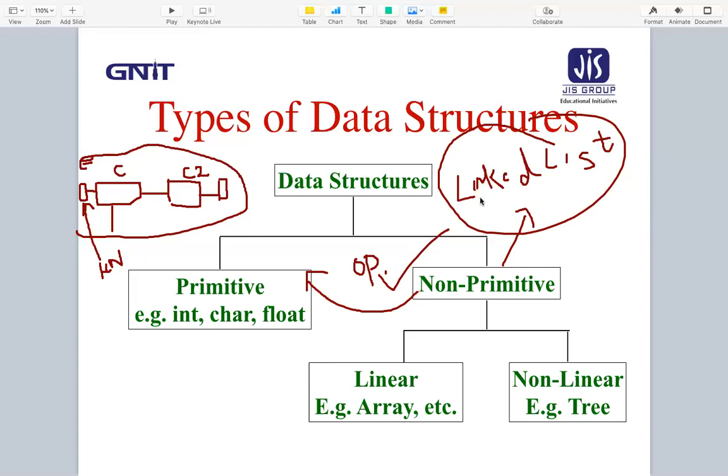Now, if we want to implement this linked list, it can be implemented with the type called structure, which we have already studied in C, how to define the structure. Along with that, some logical operations like insert. Again, I am telling, these are all logical operations which are implemented as functions. Now, non-primitive data types are again of two types: one is linear and the other is non-linear.